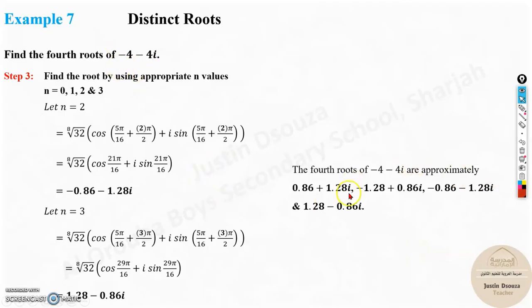And remember, we generally write the roots in rectangular form, but if you have to solve or use the formula, we have to use the polar form. Convert to polar form, apply the formula, and then convert back to the rectangular form.